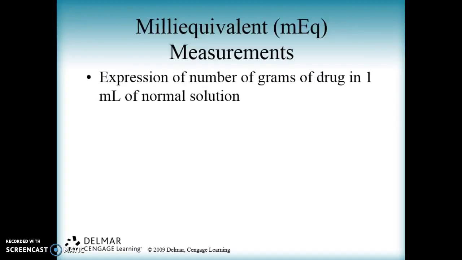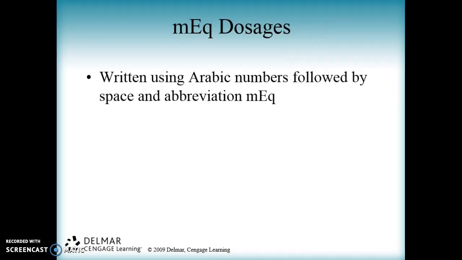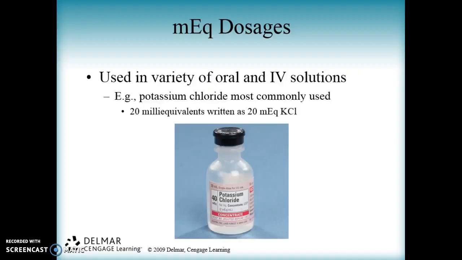Okay, the next thing we're going to be looking at is milliequivalents, and it's the number of grams of drug in 1 ml of normal solution. So we always write an Arabic number followed by a space and then the abbreviation milliequivalent with mEq, and the E is always capitalized. So here's an example.